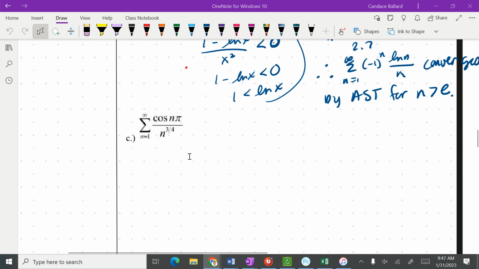Okay. All right. Oh, this one's fun. Doesn't that look like fun? Doesn't that look alternating to you?